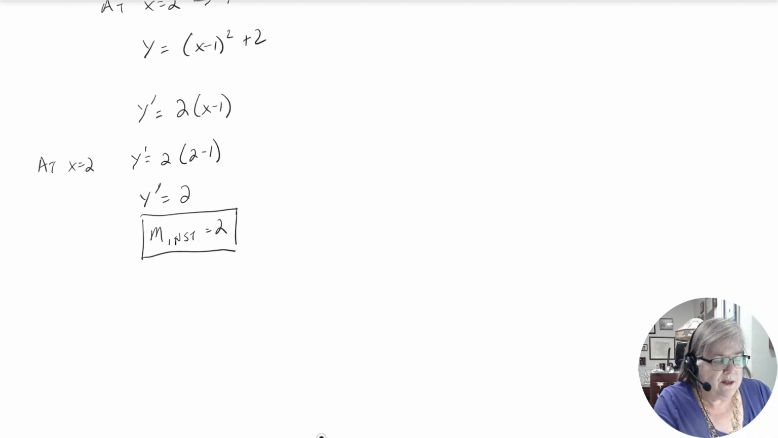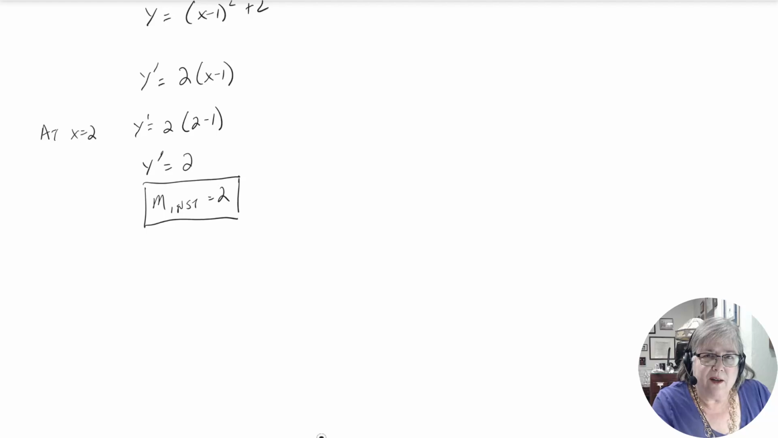Once you know what the instantaneous slope is, you could actually find the equation of the tangent to the curve at that point, and you do a lot of that. So remember that the equation for a straight line is y minus y1 is m times x minus x1.